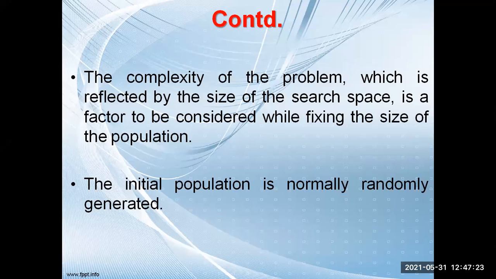So the initial population is normally randomly generated. I told you that initially, when you start your problem, you have to assume something. How will you assume? It is assumed randomly. So in a numerical problem, if you don't know any value, you normally assume that value, let it be x. Now you start solving that problem. You will do some steps, and finally you will calculate the value of x.